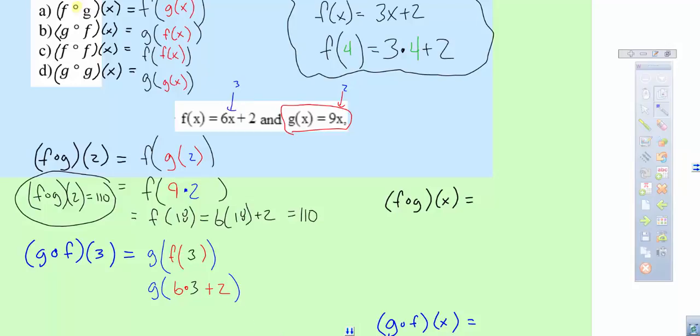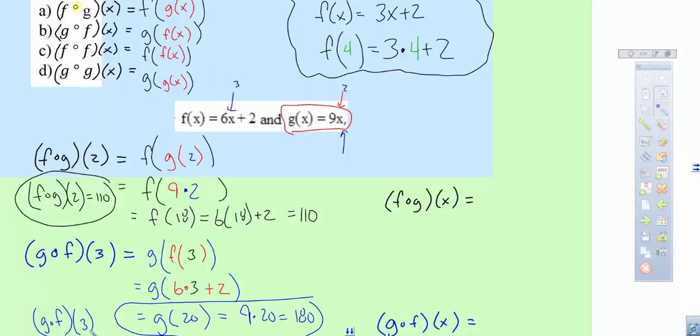We simplify what's inside those brackets. So this becomes g of 18 plus 2, which is 20. We take that 20 and plug it into our g function. So this becomes 9 times 20, replacing the x with 20, and that's equal to 180. So that would be my g composed of f at 3, or evaluated at 3.